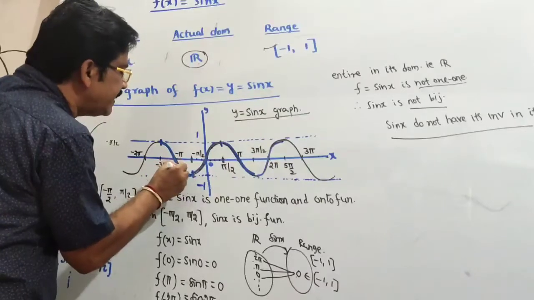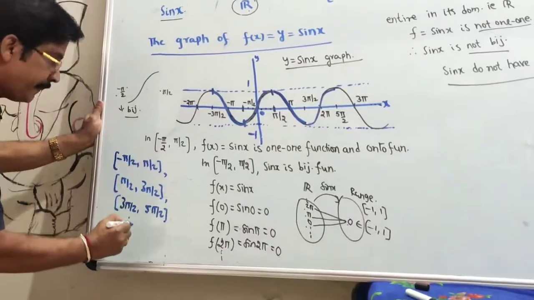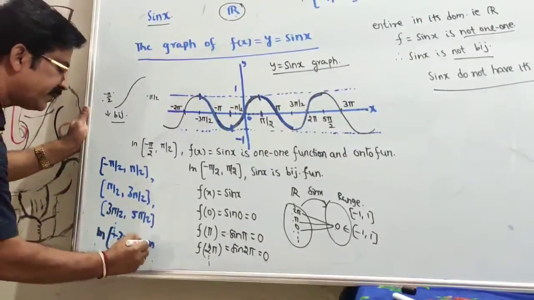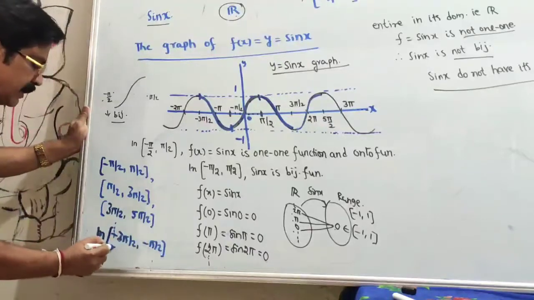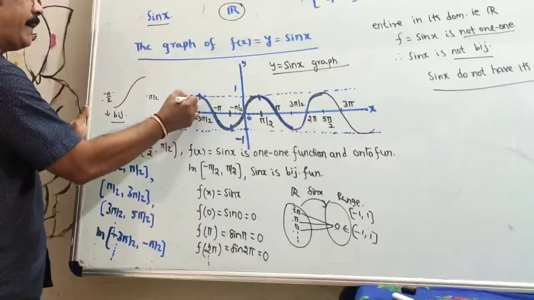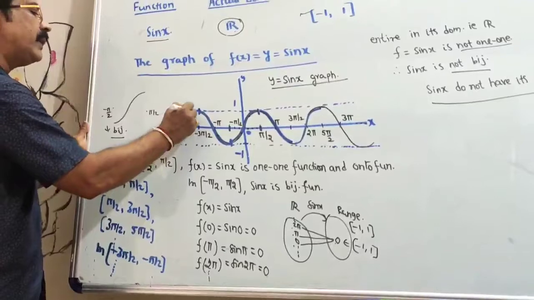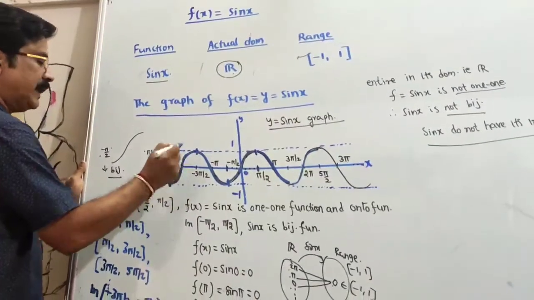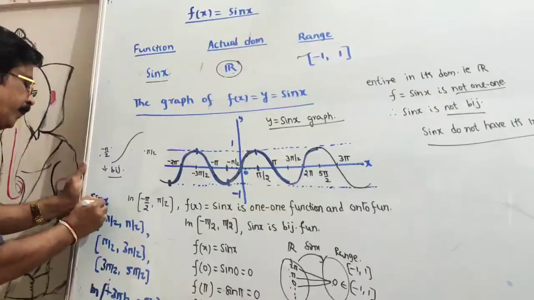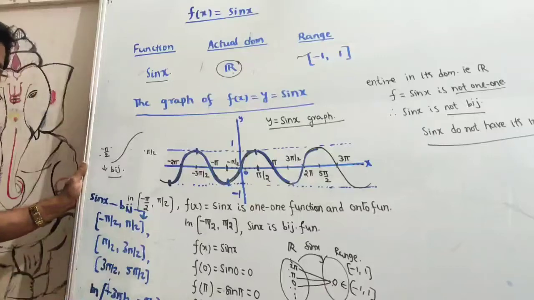In this area, means in the closed interval of minus 3 pi by 2 to minus pi by 2, and so on, on the negative side just like that. Means in this area, minus 2 pi to minus 3 pi by 2, here also it is a bijective function. So sin x is bijective in these areas.